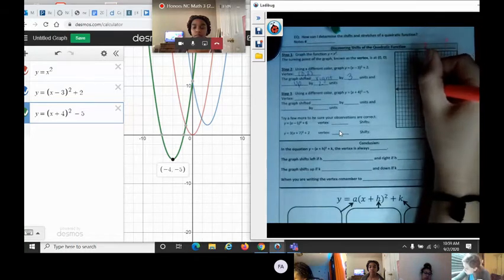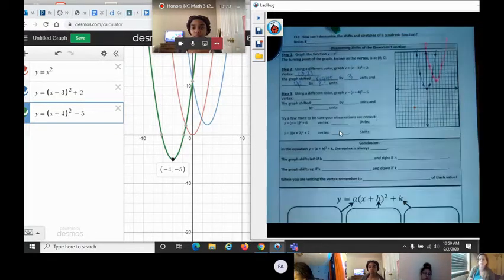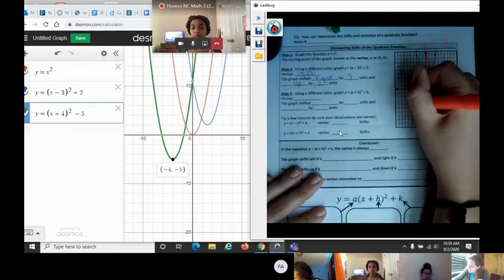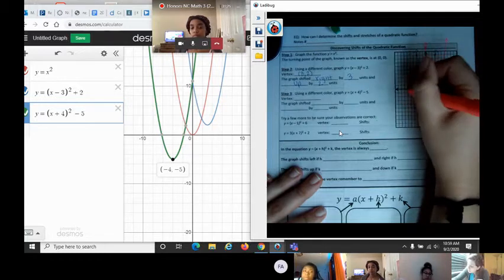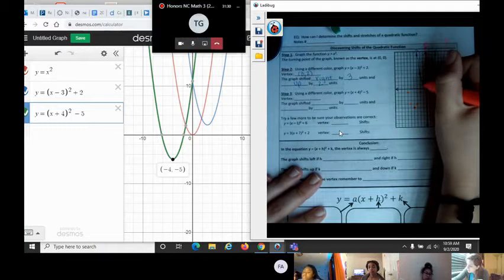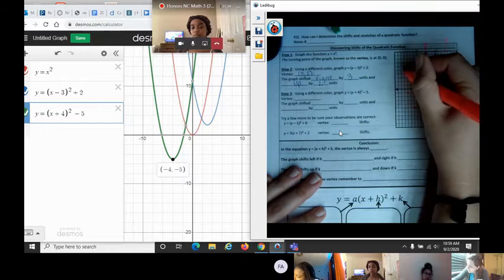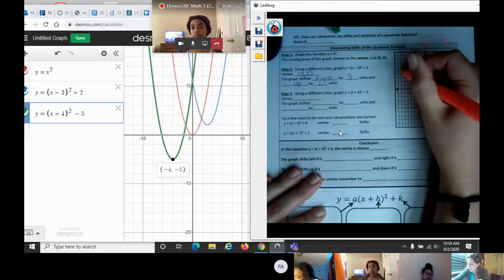1, 2, 3, 4. 1, 2, 3, 4, 5. Okay, and then I'm going to draw out my parabola just like I would if we were drawing it from the origin. 2, 3, 4, 5, 6, 7, 8, 9, and then there. Okay, that one's just going to go up like this.